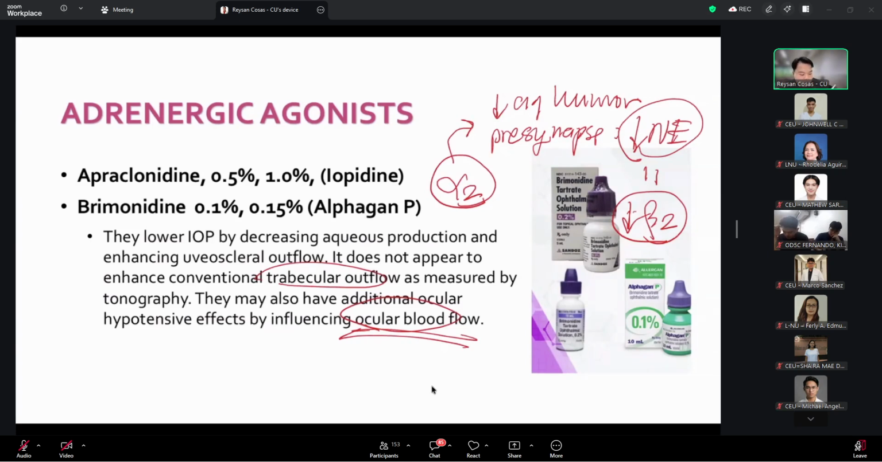So, sino yung dalawang to? Apraclonidine and brimonidine. Based on radioligand studies, it indicates that brimonidine is approximately 30 times more selective for the alpha-2 receptor than apraclonidine. So if they ask you which is more selective in the alpha-2 receptor, you will answer brimonidine. Brimonidine. Okay?